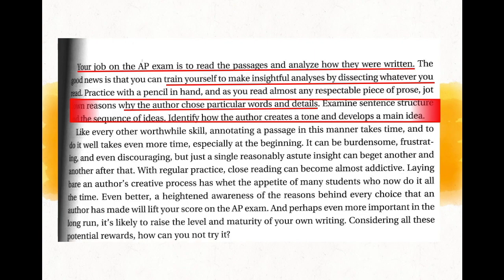And as you read almost any respectable piece of prose, remember from the beginning of the year we spoke about this: jot down reasons why the author chose particular words and details. Examine sentence structure and the sequence of ideas. Why does he first say this and then go into this? Identify how the author creates a tone and develops the main idea. Like every other worthwhile skill, annotating a passage in this manner takes time, and to do it well takes even more time, especially at the beginning, and especially when you're doing it on a computer. It can be burdensome, frustrating, and even discouraging, but just a single, reasonably astute insight can beget another and another after that.